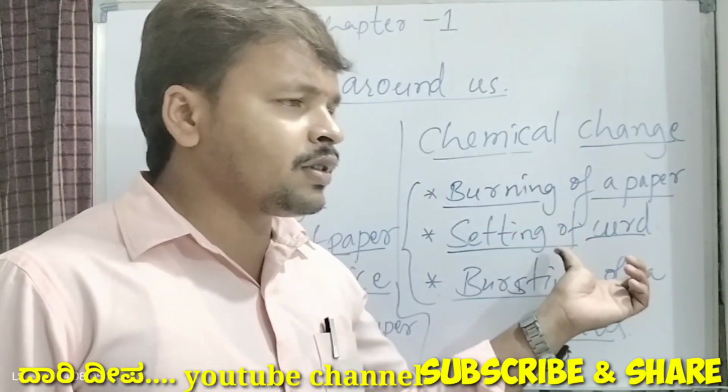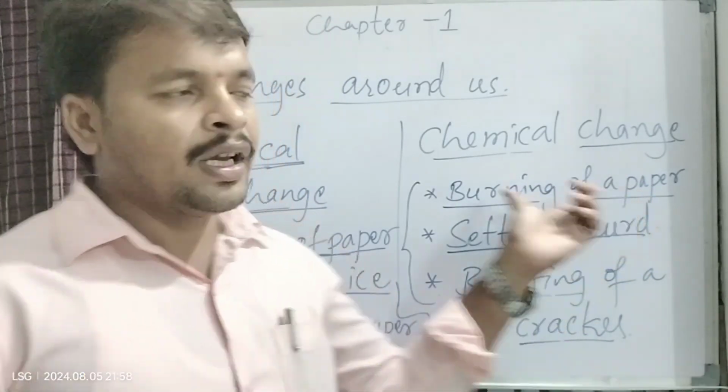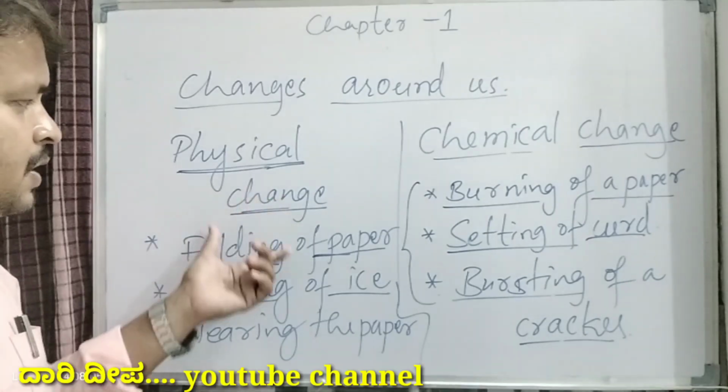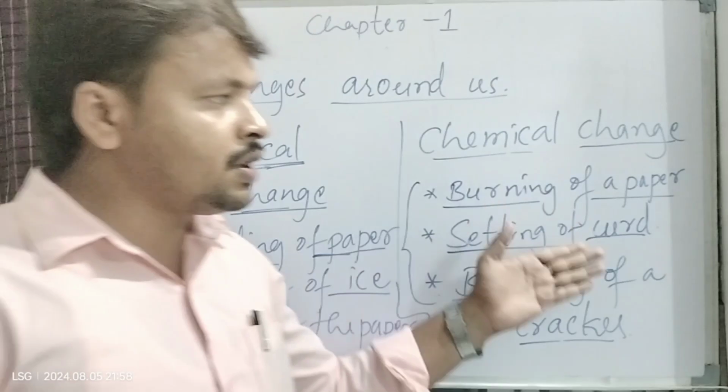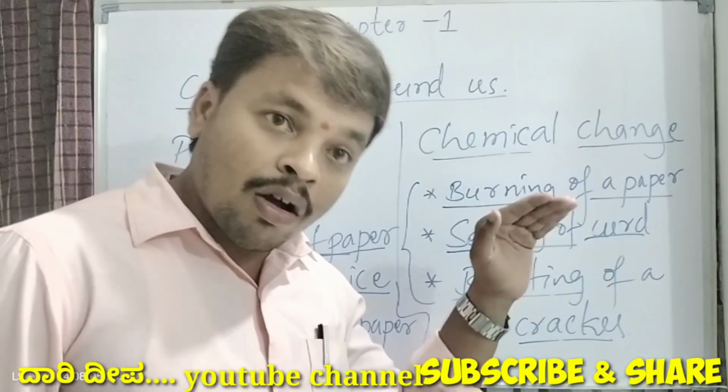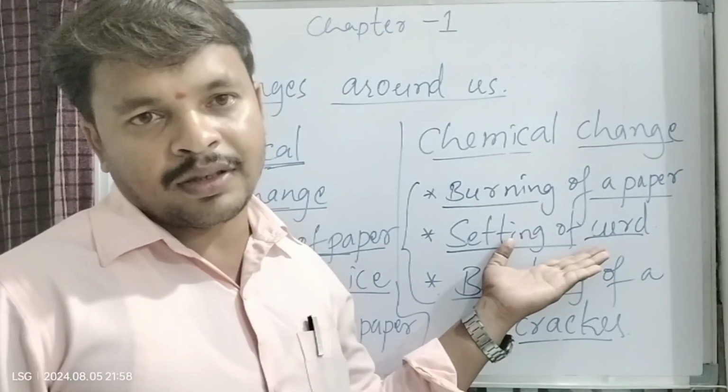So these changes are somewhat permanent changes as compared to the physical changes. Physical changes are temporary changes which can be reversed easily, but chemical changes are permanent changes, and these can also be reversed by some chemical methods.